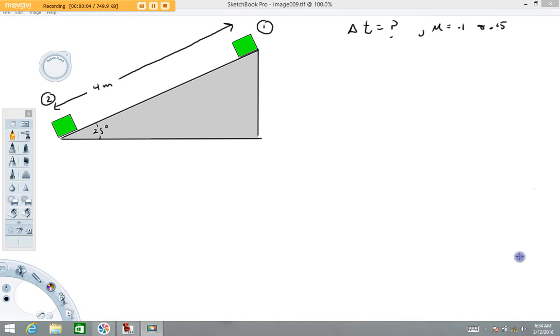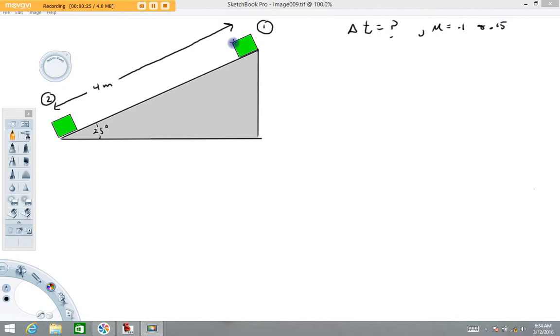The purpose of this video is to demonstrate how to apply Newton's laws with a problem involving some friction, and also how to couple that with studying the motion of an object. So what we're looking at here is this inclined plane, 25 degrees to the horizontal. We've got this object that's going to start here at what I'm calling position 1.